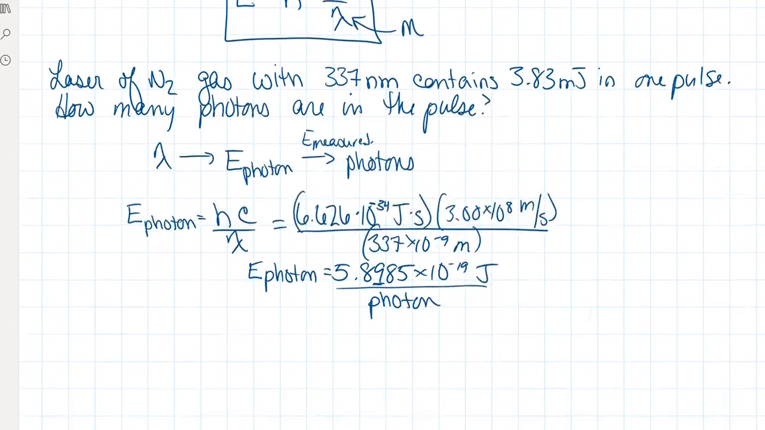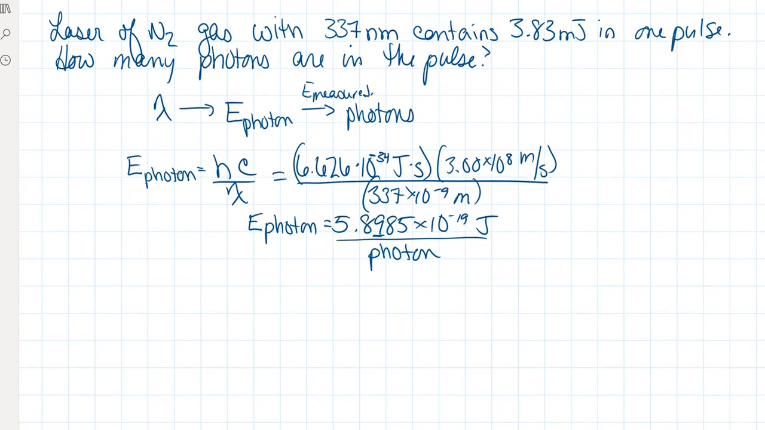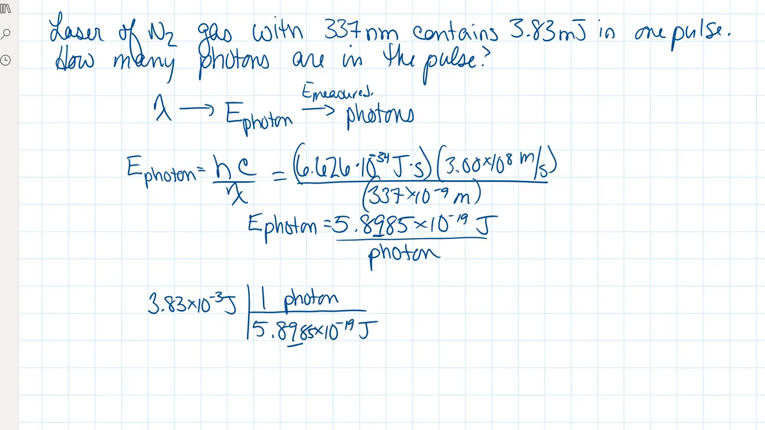So now I know 3.83 millijoules. This is the same thing as saying I have 3.83 times 10 to the negative 3 joules. And I need to figure out how many photons that is. So I'm going to take my one photon and put that piece up top, and I'm going to use my number on bottom, 5.8985 times 10 to the negative 19th joules. And we'll see what kind of value we come up with.